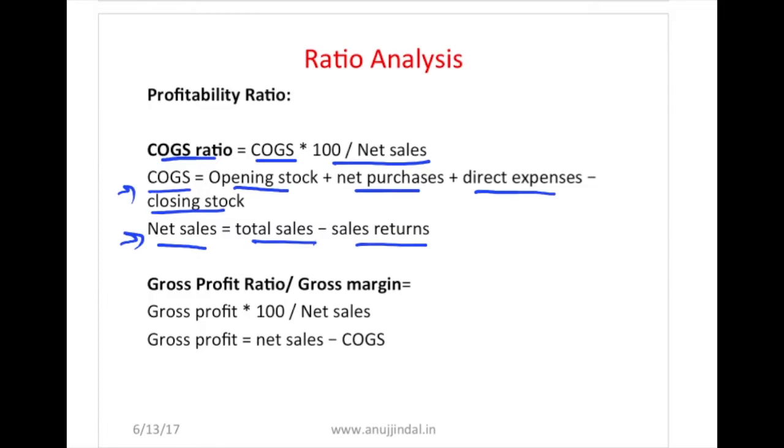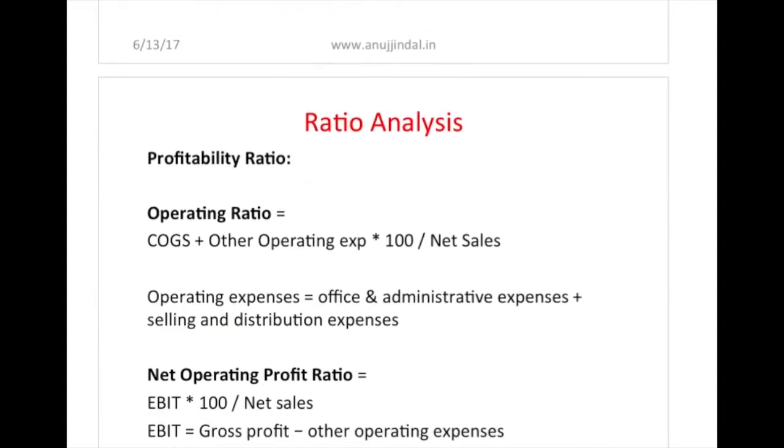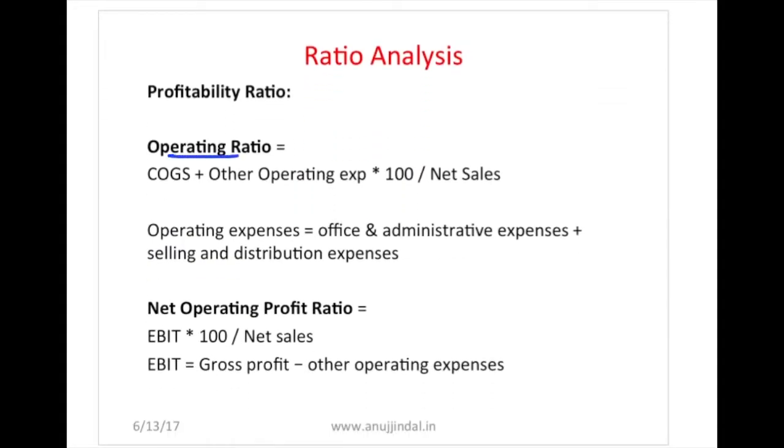Gross profit ratio or gross margin ratio, another one. The formula is gross profit into 100 upon net sales, wherein gross profit is net sales minus COGS. You have already found out net sales. The next is operating ratio. So operating ratio is COGS, or cost of goods sold, plus other operating expenses, into 100 divided by net sales. You've already found out net sales. We already know how to find out COGS. Let's find out operating expenses. These are office and administrative expenses plus selling and distribution expenses. So you add these expenses to COGS in order to find out operating ratio.